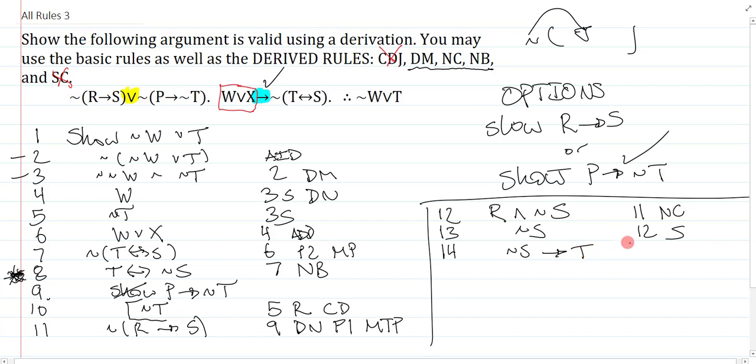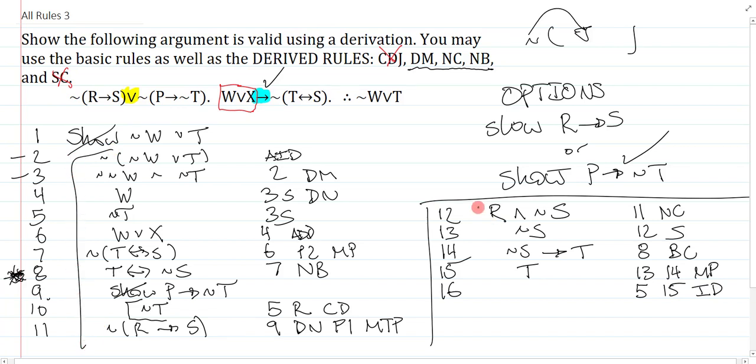By the way, if you guessed wrong and you split the biconditional the wrong way, it really doesn't matter. It's not worth erasing. It's probably slower to erase than just to finish the line. So I'll say 8 biconditional to the conditional. Then I'll modus ponens to get T. 13, 14 modus ponens. And now I look, there's a T, and I look. Oh, there's my negation T. And we are in the exact same subderivation, so there's no need to repeat. So I'm just going to say line 5, line 15, ID, box and close.